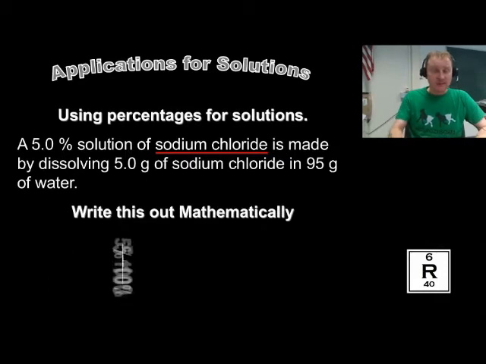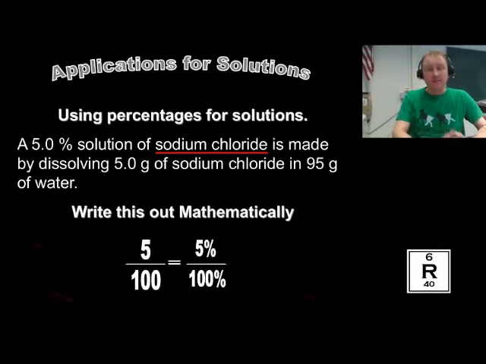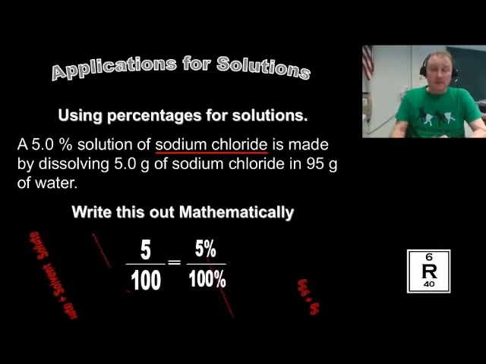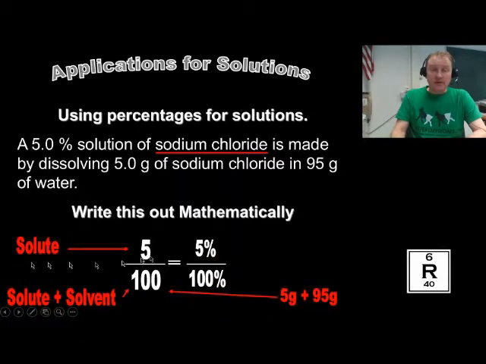And if we're going to write this out mathematically, it would look something like this. We have 5 grams, that's our solute, divided by our whole solution. And what a lot of people kind of confuse about this is they go like, well, why not, shouldn't we have 100 grams of water?